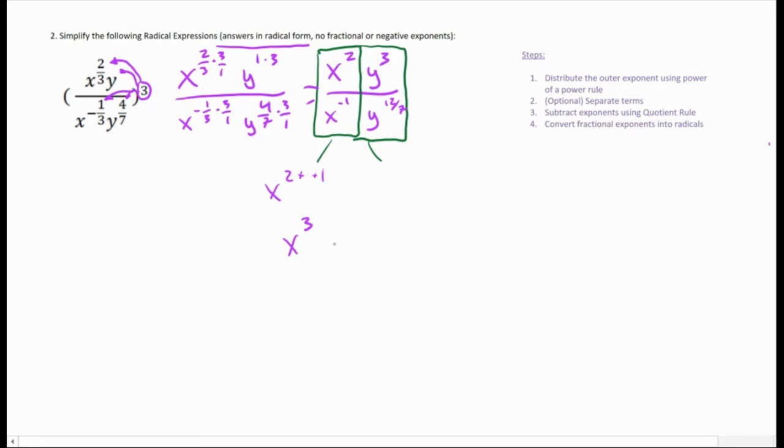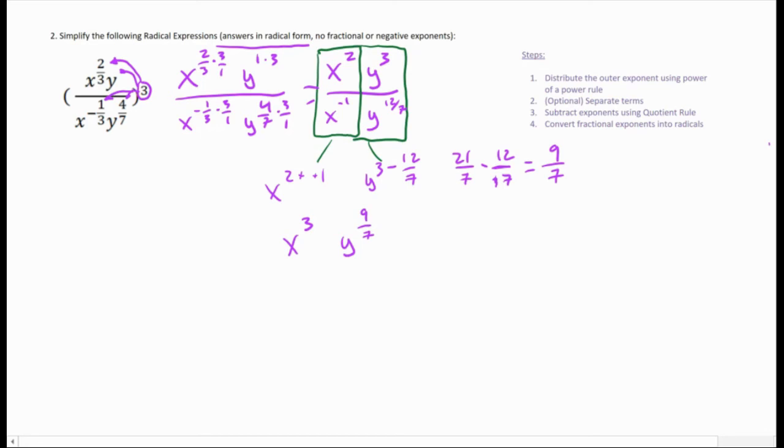Then I have y to the power of 3 minus 12 over 7. Now that's going to get a little bit ugly. 3 is the same thing as 21 over 7 minus 12 over 7. So when I subtract these two, 21 minus 12 is 9 over 7. Sorry, that's not supposed to be 17, just 7 there. So what I have here is y to the power of 9 over 7.